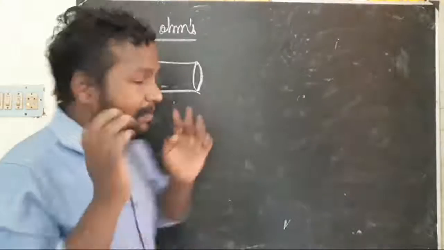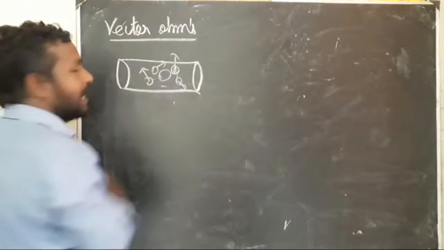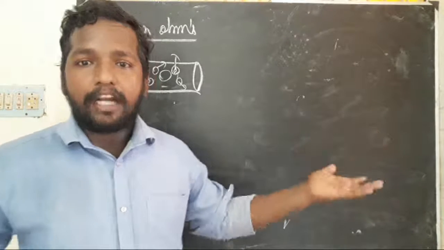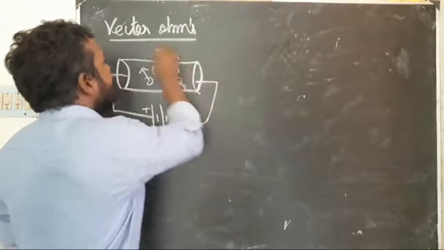Initially the electron will move in a random direction. It will move here and there. It's not going to have any specified direction. When we apply the potential difference, when we apply the battery, it will get a direction.